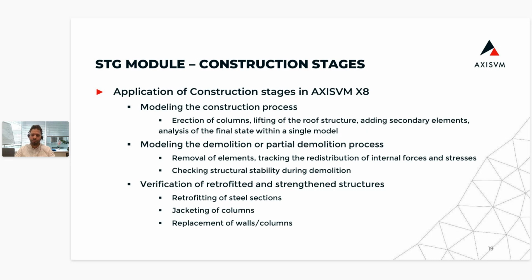We can check retrofittings of structures, so we can strengthen them. For example, we can model retrofitting of steel sections. If you add plates to an existing section, and this way it is strengthened, you can make this into construction stages and check them. We can check jacketing of columns, replacements of walls and columns, and the list is much broader. These are just some specific examples.